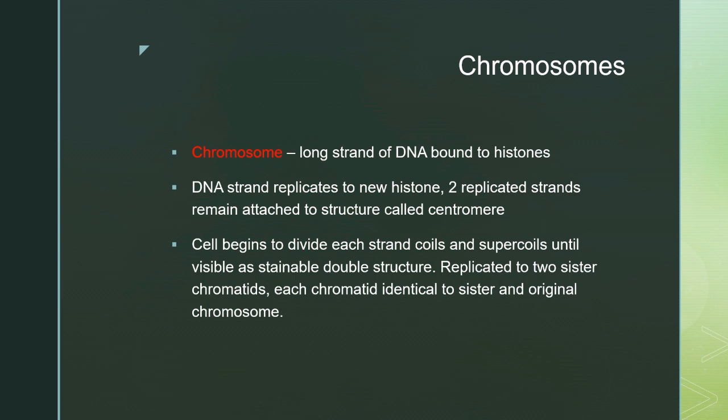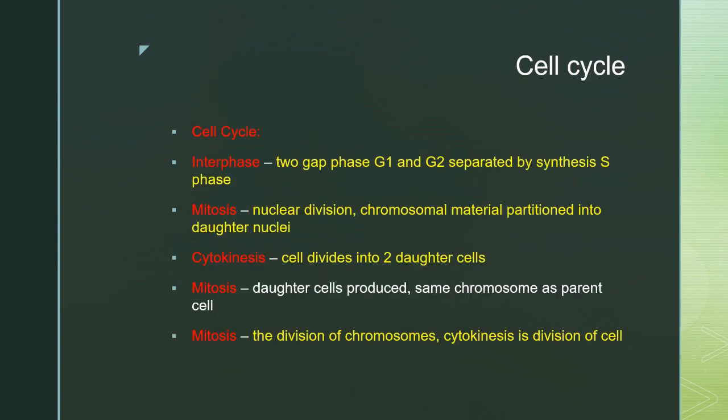So then the cell will begin to divide, and each strand will coil and then supercoil until it's visible as a sustainable double structure, and they're replicated to two sister chromatids, and each chromatid is identical to its sister and to the original chromosome. A chromatid is different from a chromosome.